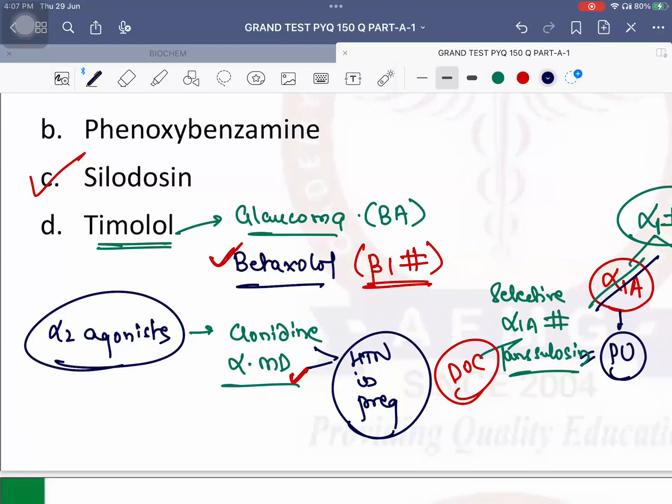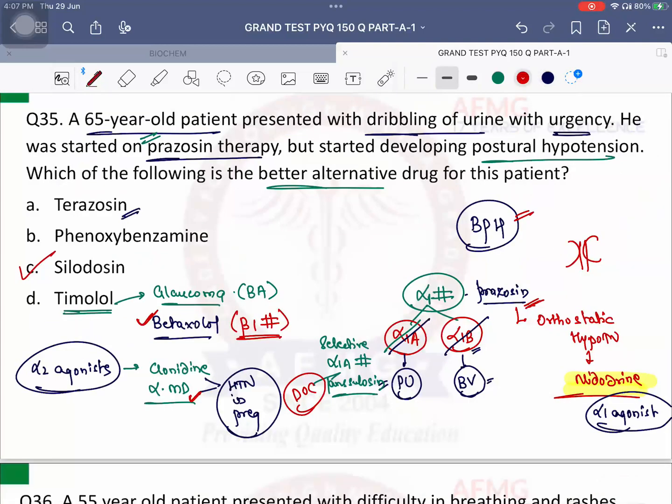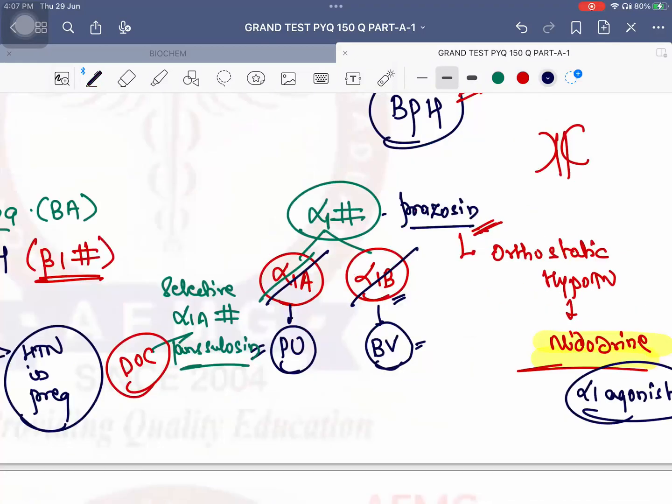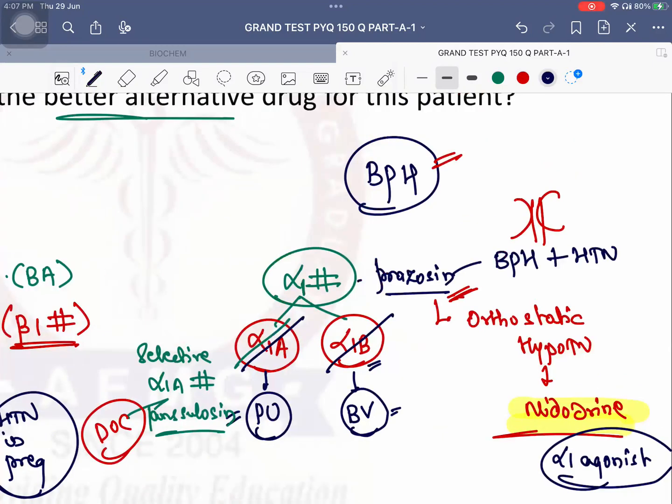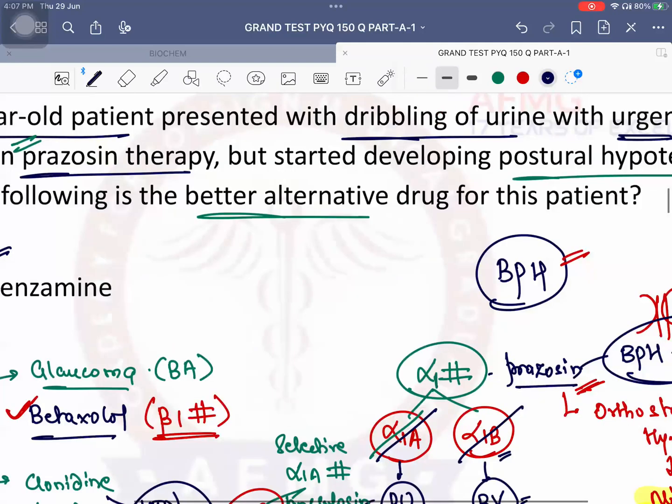कोई दिक्कत नहीं है इसमें? Understood? Terazosin क्यों नहीं हो सकता? Because it is from the same group as prazosin itself. कोई मतलब नहीं है. Prazosin will be the drug of choice for BPH, but in which condition? Very good. BPH plus hypertension. क्योंकि इसमें BP वैसे भी कम करना है अपने को. तो normally for drug of choice for BPH answer should be selective alpha 1A blockers, that is tamsulosin or silodosin. But if they say BPH with hypertension, then the drug of choice will be alpha 1 blockers like prazosin, terazosin, alfuzosin. ठीक है?